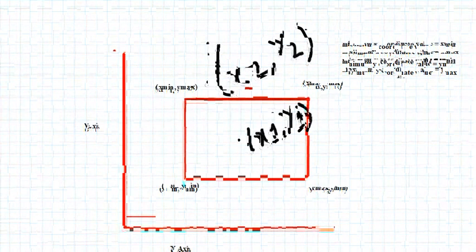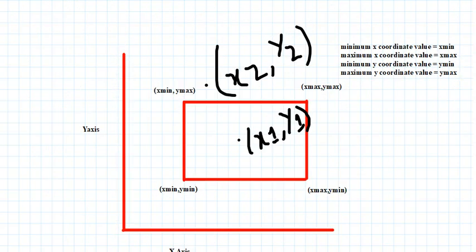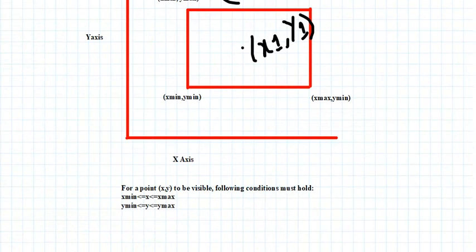Here you have two example points. One is x1, y1, another one is x2, y2. Just apply the algorithm for these 2 points. If you look at the inside point, that is x1, y1, which from observation you can establish that it is inside your viewing window. Actually, what happens? These 2 conditions hold. How?